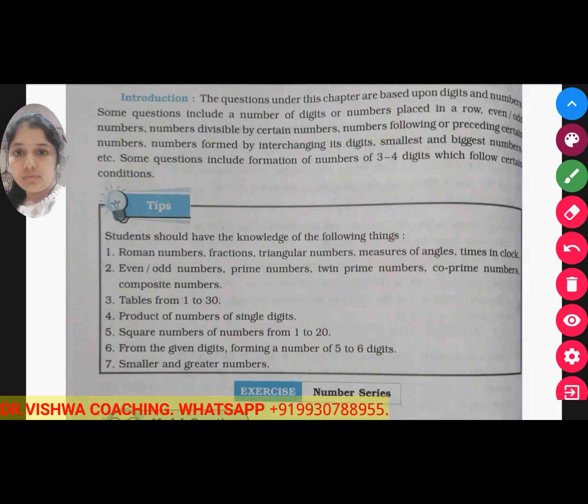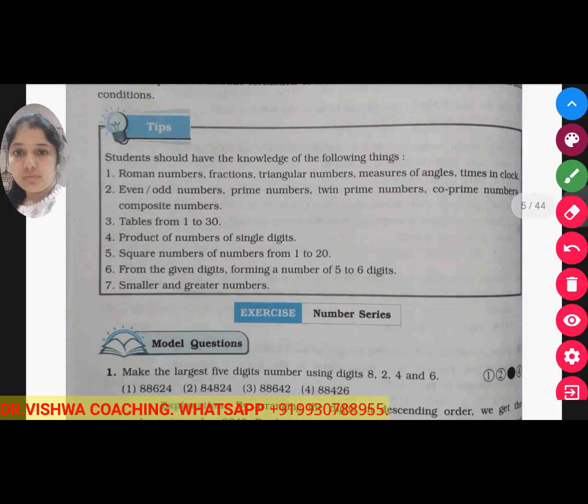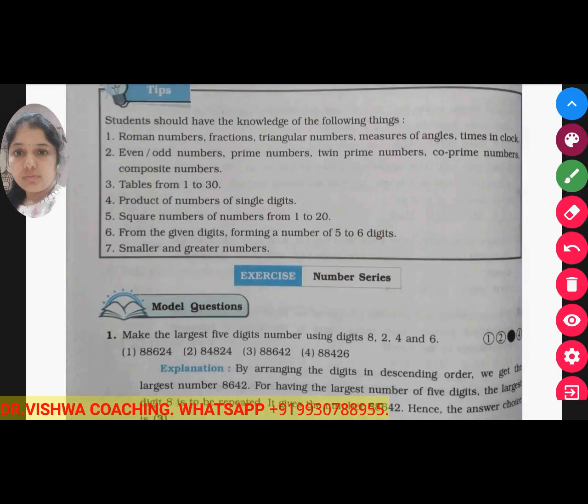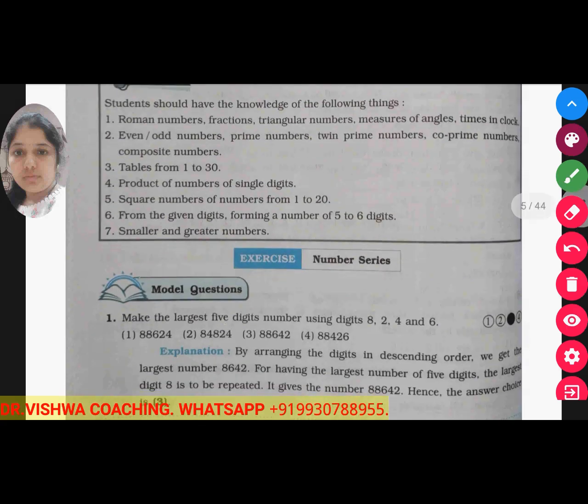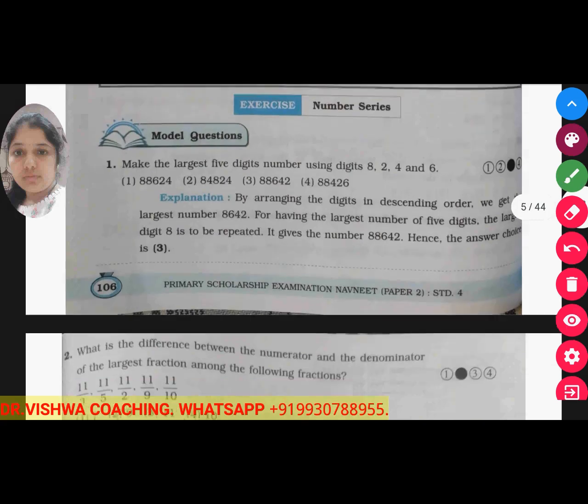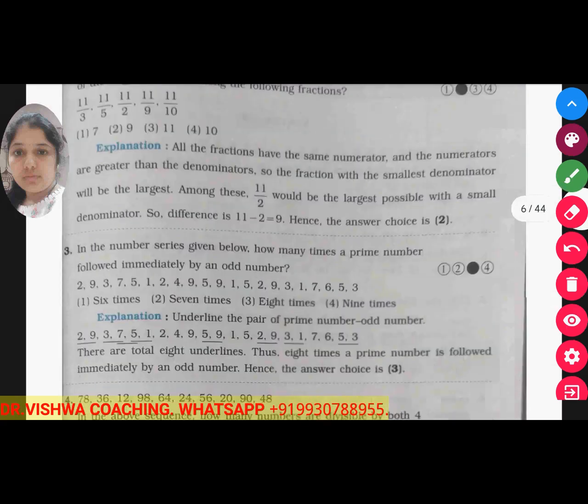So you can follow our maths videos for these different kinds of numbers. Everything is covered there: even and odd numbers, prime numbers, what is meant by twin prime numbers, co-prime numbers, tables of the numbers. So you can follow the videos in the maths topic.